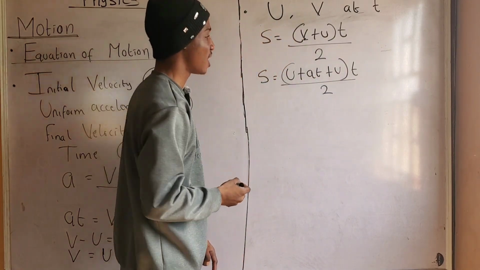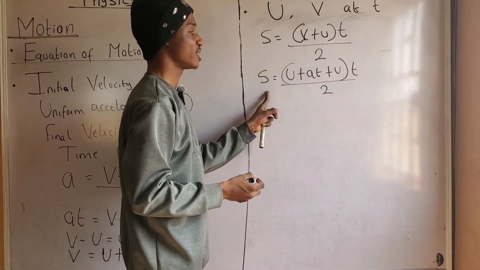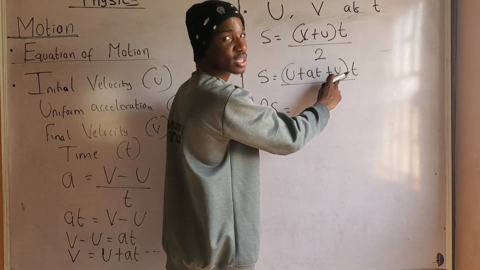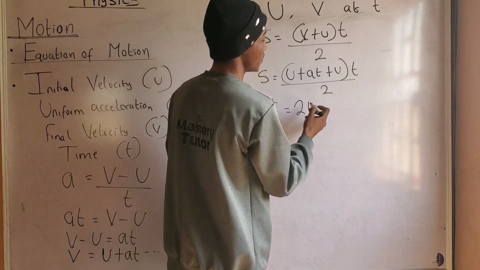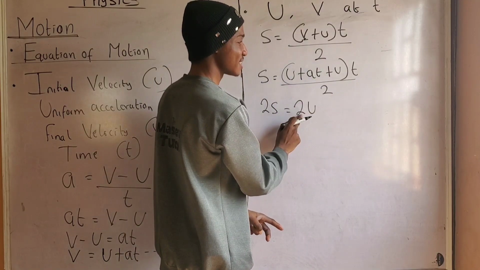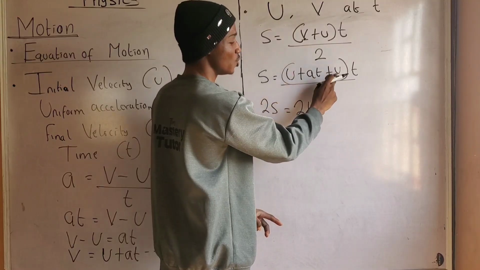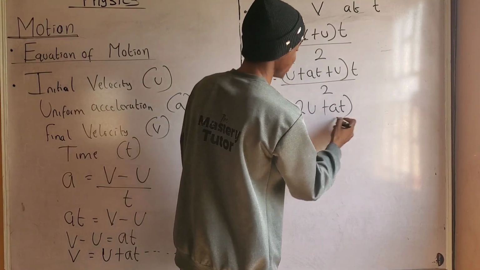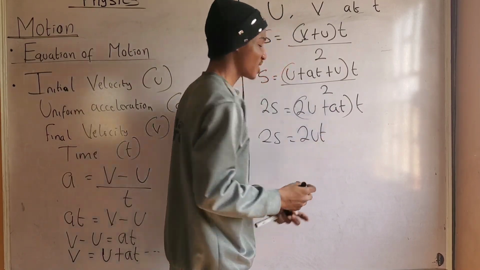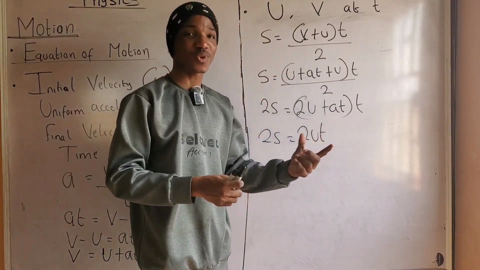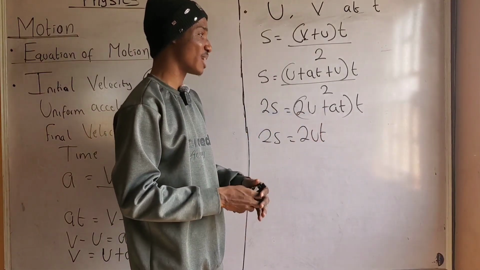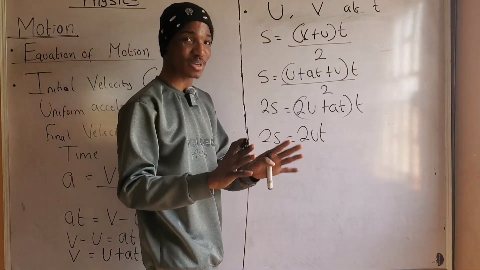Now, cross multiply. I'm going to have 2s equals u plus u, that is 2u, plus at, all multiplied by t. Let's take it step by step. 2s equals 2u times t, that is 2ut, plus at times t. I don't want to skip this step, so I'm not skipping it. U plus u will give me 2u, and this at is also present here.